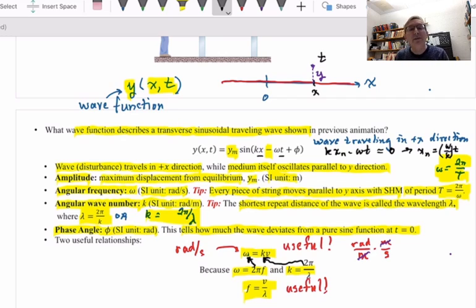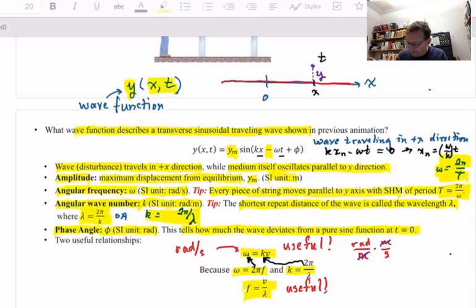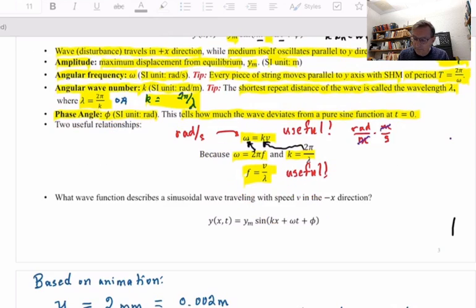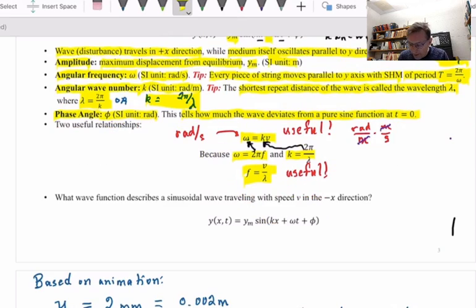What if I have a wave that's traveling in the negative x direction? You could have such a thing. The disturbance is traveling in the negative x direction. What's the appropriate wave function to use in that case? That's what I'm going to show you here. What if we have a wave function that describes a sinusoidal wave traveling in the negative x direction? Watch out. It looks very similar to the wave function I've been talking about, with one key difference. There's a plus sign between the kx and the omega t.